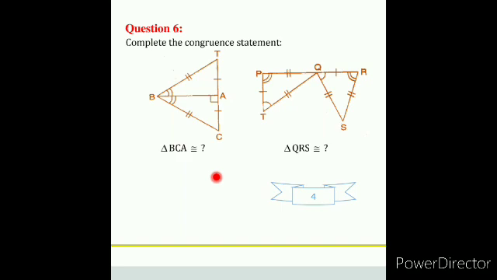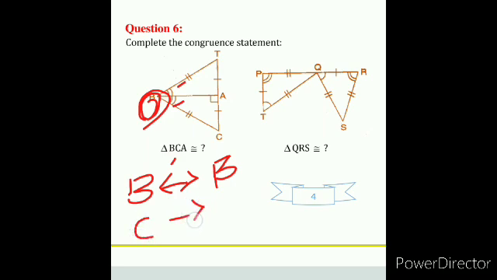Now BCA. B corresponds to B only, because B is a common vertex for both the triangles. Next, C corresponds to T. There is no marking at the vertex for both C and T. Next, A is also common, so A corresponds to A only.